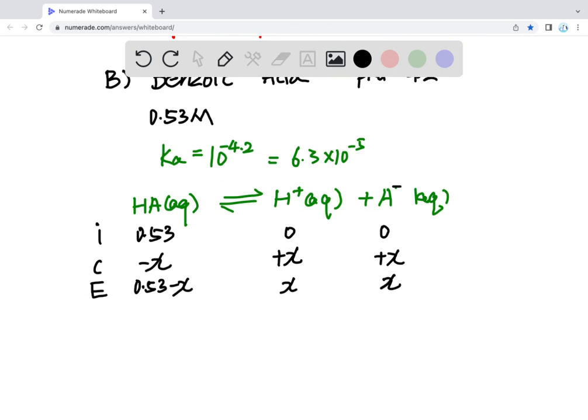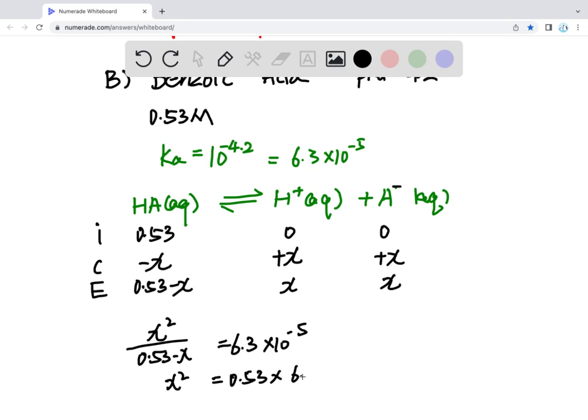So in this case, you'll find X squared over 0.53 minus X equals 6.3 times 10 to minus 5. So X squared actually equals 0.53 times 6.3 times 10 to minus 5. So that's about the X here, actually about 5.7784 times 10 to minus 3.